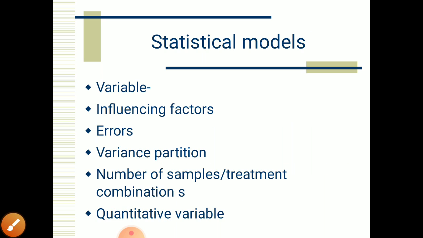Then we'll come to what exactly a statistical model is. There will be a statistical model in each of the experimental designs. In any experimental design, we'll have a variable, as already told in the first slide. Examples are body weight and milk production, or in microbiology, colony forming units. Whatever varies with the individuals is referred to as a variable. It will have the variable and influencing factors in the form of independent characters, and there will always be some amount of error.